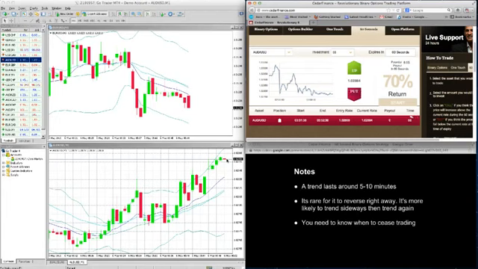So I might just hold entering another trade and just see if the trend has stopped or it's just a slight little pullback and it might actually continue in an upwards trend.